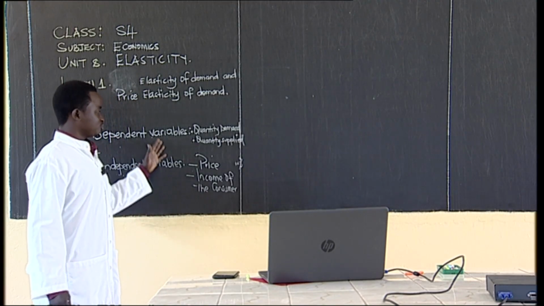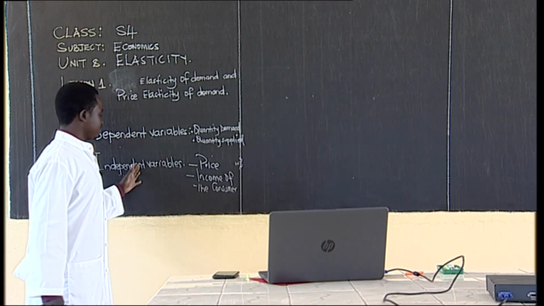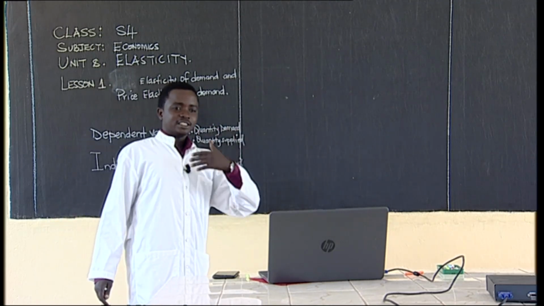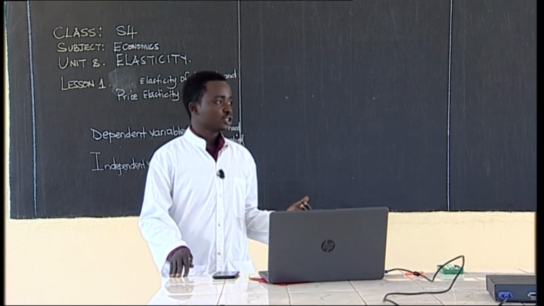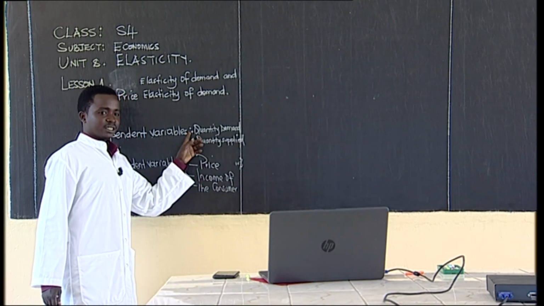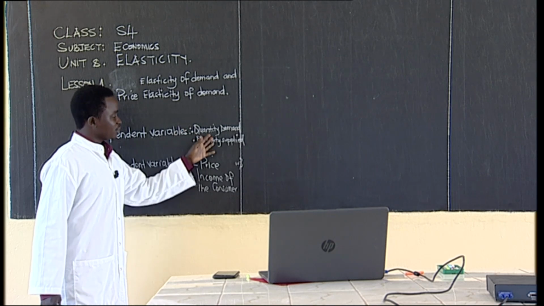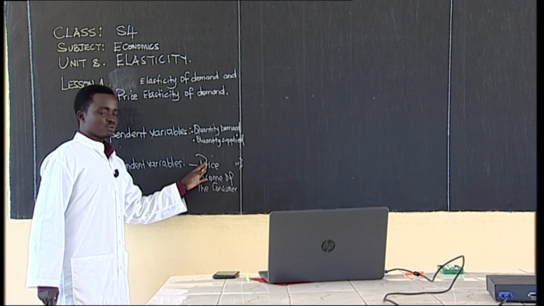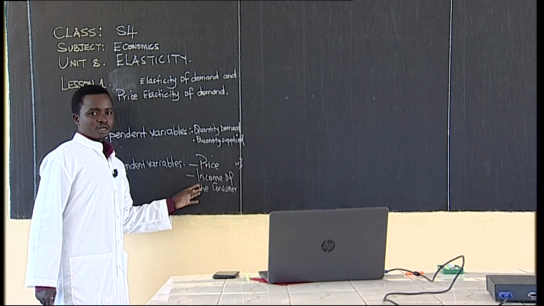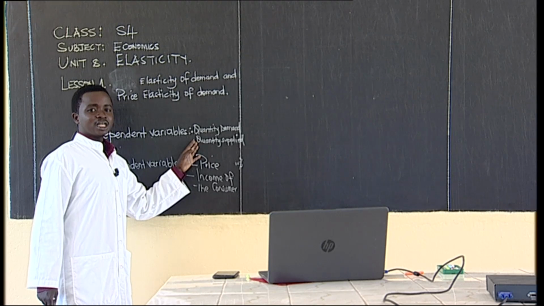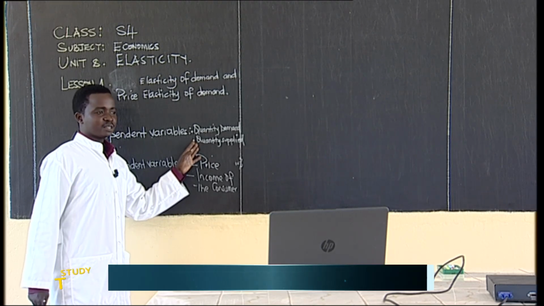I know now you can distinguish these two, dependent variables and independent variables. Independent variables influence dependent variables. An independent variable is a factor that has an influence on the dependent variables. So these have an influence on quantity demanded and quantity supplied. That's why price of the commodity and income of the consumer are independent variables. Quantity demanded and quantity supplied are dependent variables because they are influenced by these.